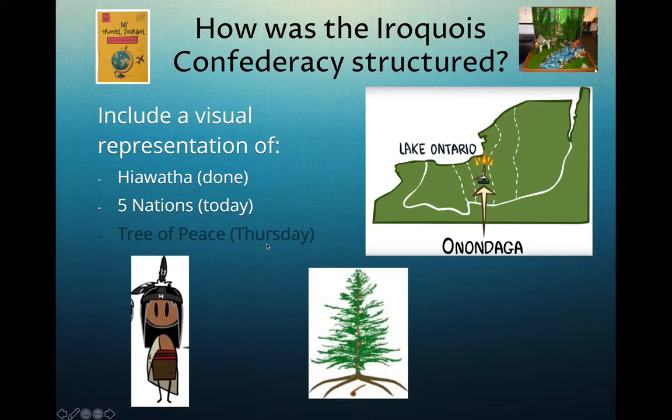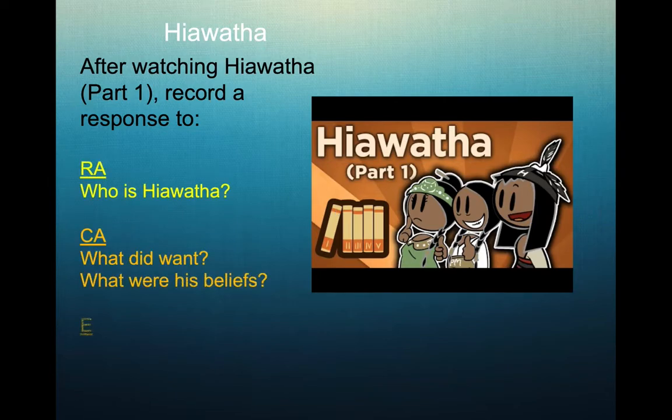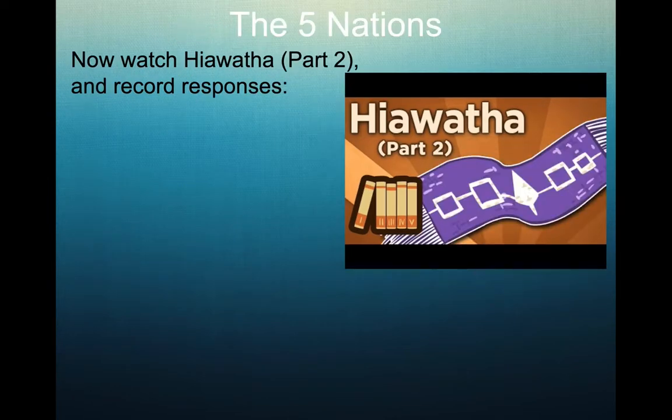And then tomorrow, we're going to be doing the Tree of Peace, and then we'll be done with how the Iroquois confederacy was structured. Okay, we've already done this. And now we're doing the 5 nations.